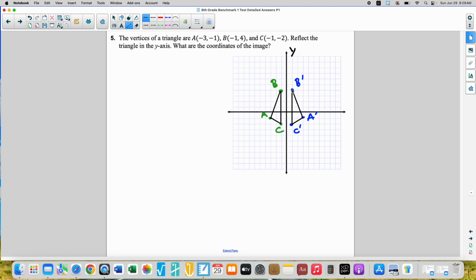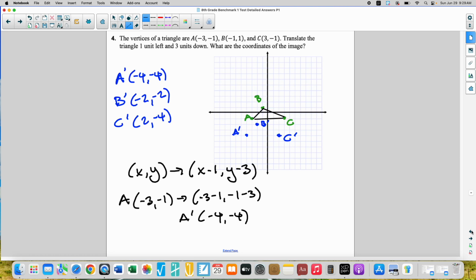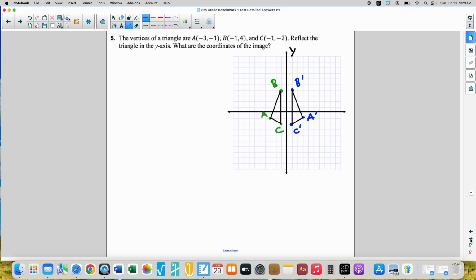I don't know if we connected the dots on the other one, did we? No, we did not connect the dots. So that's what it looks like. Good. So what are those points? Those new points. A prime is going to be 3, negative 1. B prime is going to be 1, comma 4. And C prime is going to be 1, comma negative 2.